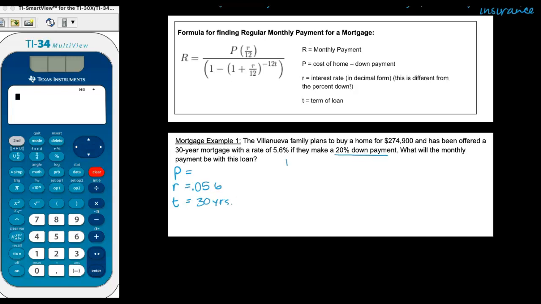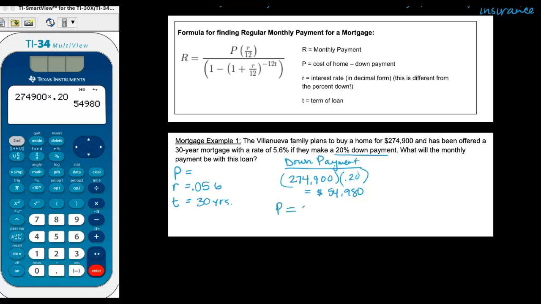We're going to first start by calculating the down payment, so that we can figure out what the principal needs to be. This family doesn't want to borrow all $274,900, or maybe the bank is telling them they can't. They have to make this down payment. So we're going to multiply the cost of the home times 0.20, and that gives us our down payment of $54,980.